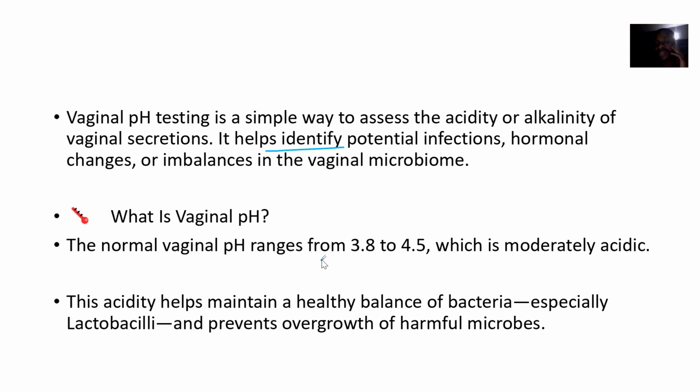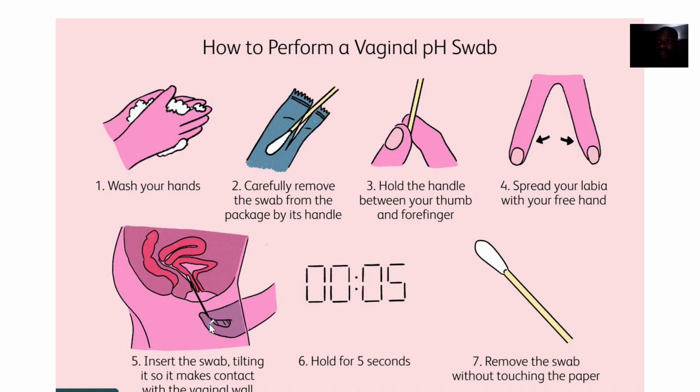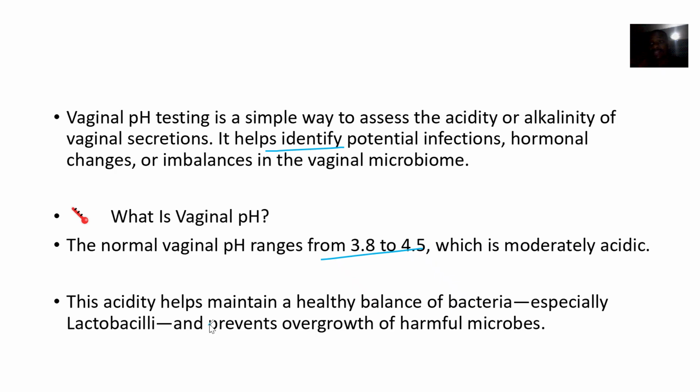So the normal pH ranges from 3.8 to 4.5. Do you understand? Which is moderately acidic. So anytime you see the numbers going up, it is going towards basic. Acidity helps to maintain a healthy environment. That means the bacteria that are normally in the vagina love acidic environments. Do you understand? So once you see the environment going basic, you know that these bacteria are dying already.